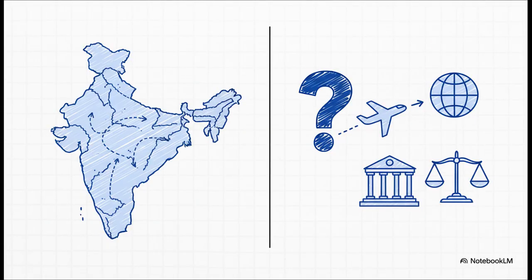Let's switch gears for a second to a different freedom, the right to move freely. We know Article 19 guarantees that within India. But what about traveling abroad? The famous Maneka Gandhi case pushed this very boundary. And the court's finding here was really interesting and nuanced.